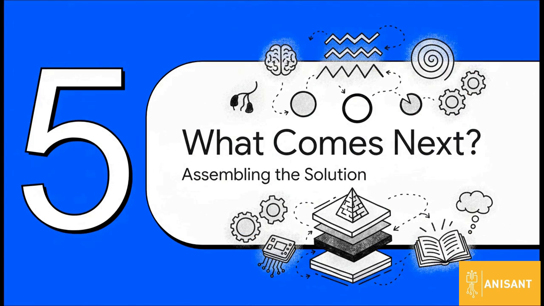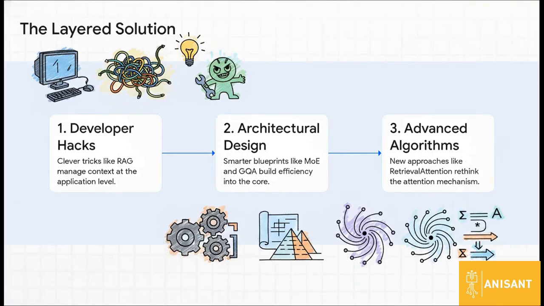So what's the big takeaway here? Where does this all leave us? Well, the solution to AI's memory problem isn't one single thing. It's not a silver bullet. It's a whole stack of innovations all working together. You see, it really is a multi-layered solution. We're solving this memory problem on 3 fronts at the same time.